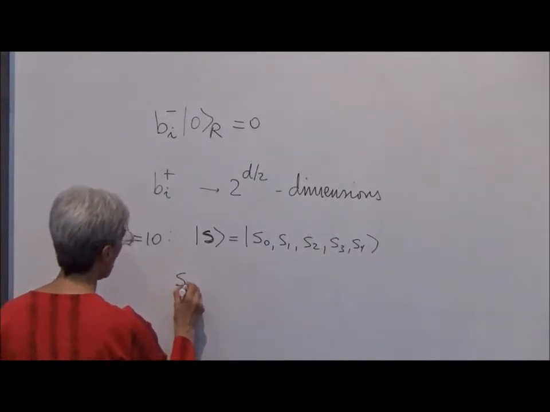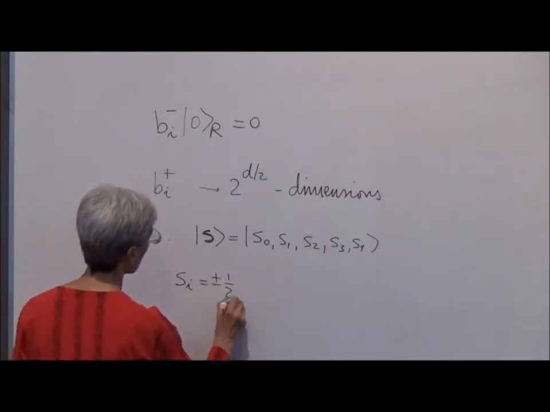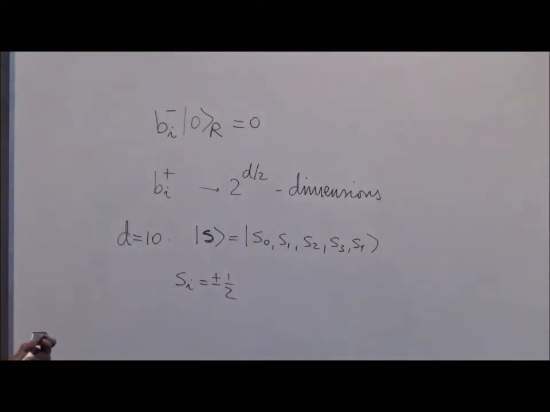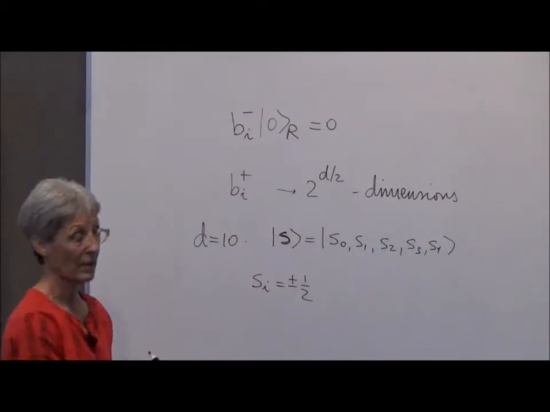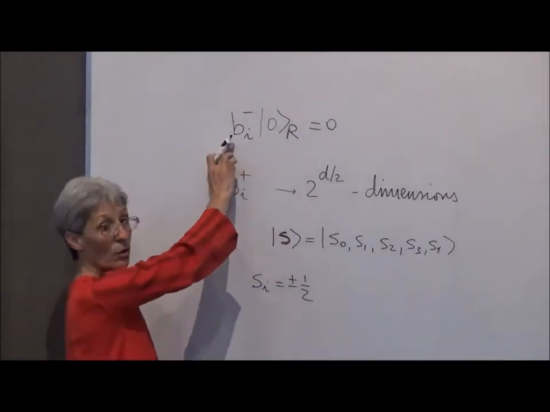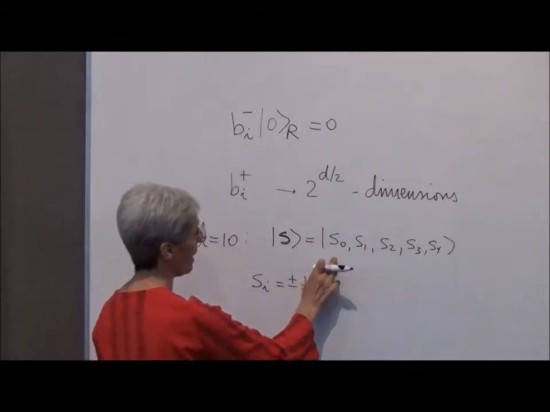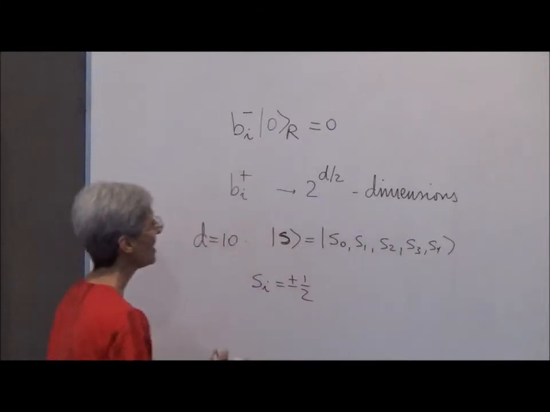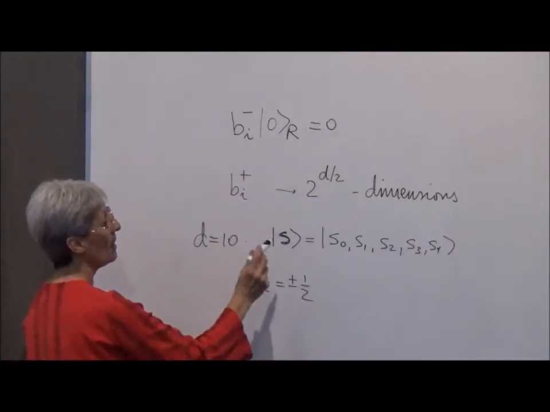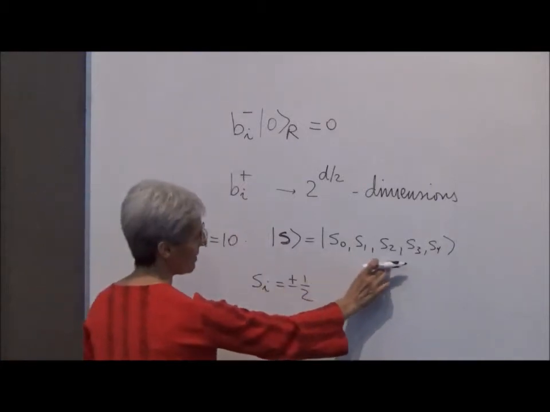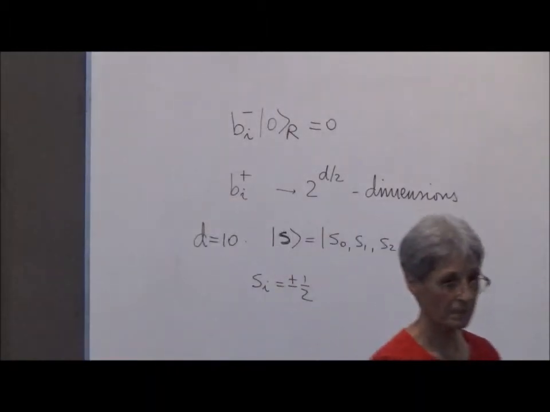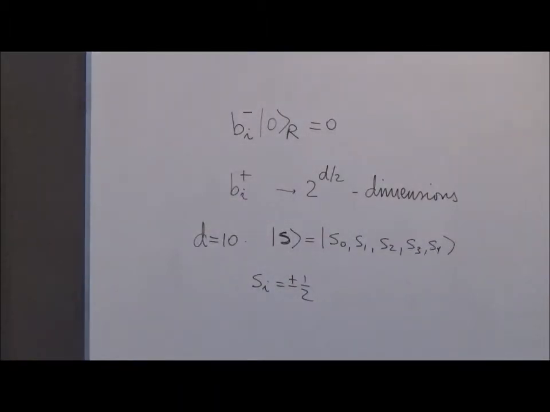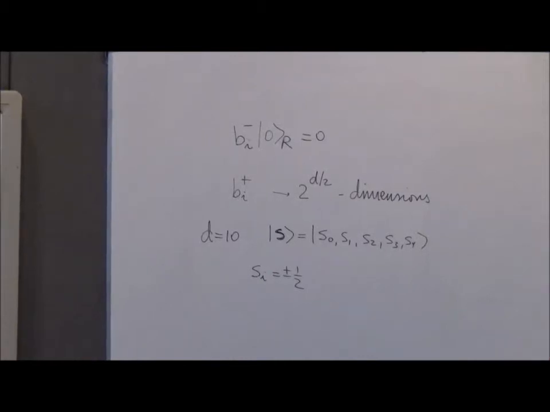This S_i can take values plus or minus a half. And this b_i plus converts a minus a half into a plus a half. So this state, which is annihilated by all b minus, would be the state with minus half, minus half, minus half. And then when I act with the b_i plus, I convert the entry into a plus, okay? So this gives a 2 to the d over 2-dimensional representation. Okay, so this is basically what is written here.